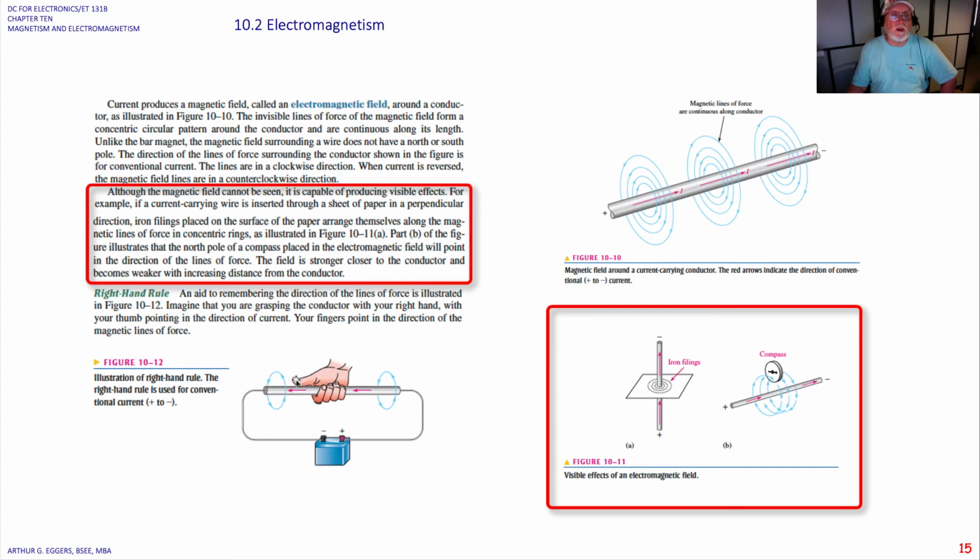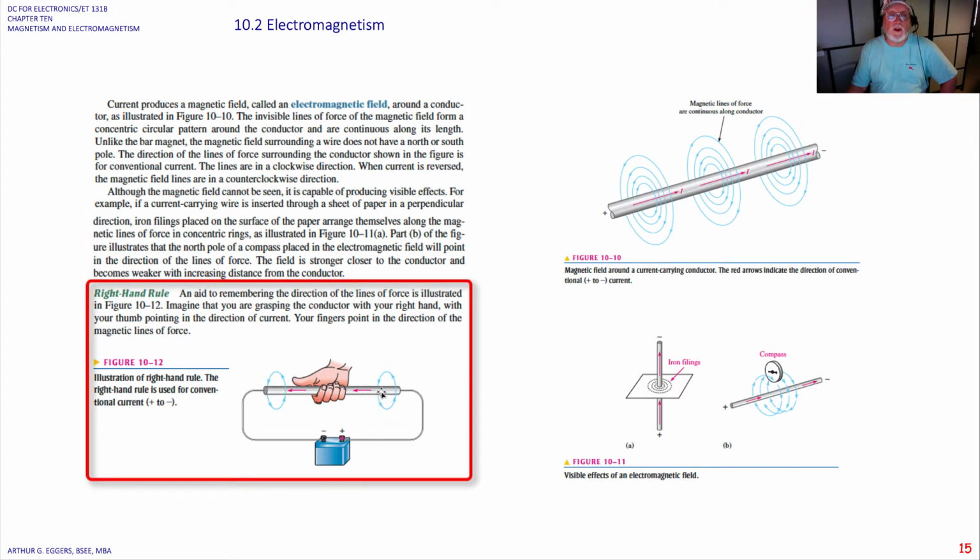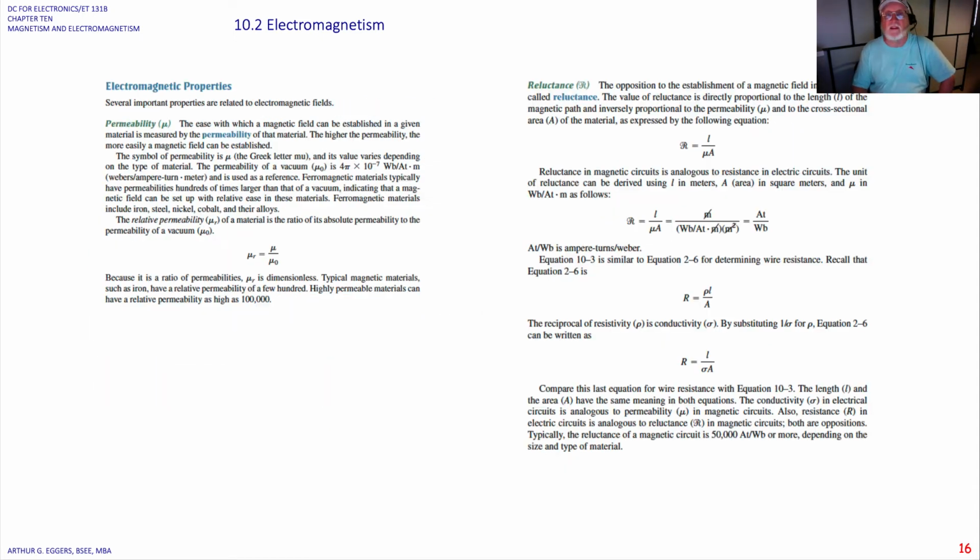Down here in this figure, we can see that with the current moving in the direction of the hand and thumb, we can use what's called the right-hand rule. The right-hand rule is used for conventional current. So it's an aid to remembering the direction of the lines of force as illustrated in the figure. Imagine that you're grasping a conductor in your right hand with your thumb pointing in the direction of current. And that becomes very, very important when we start dealing with vectors associated with magnetic fields.